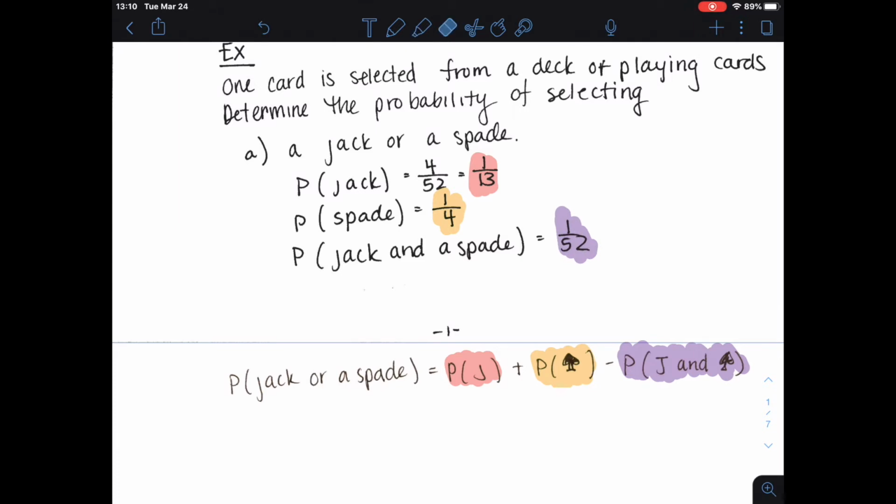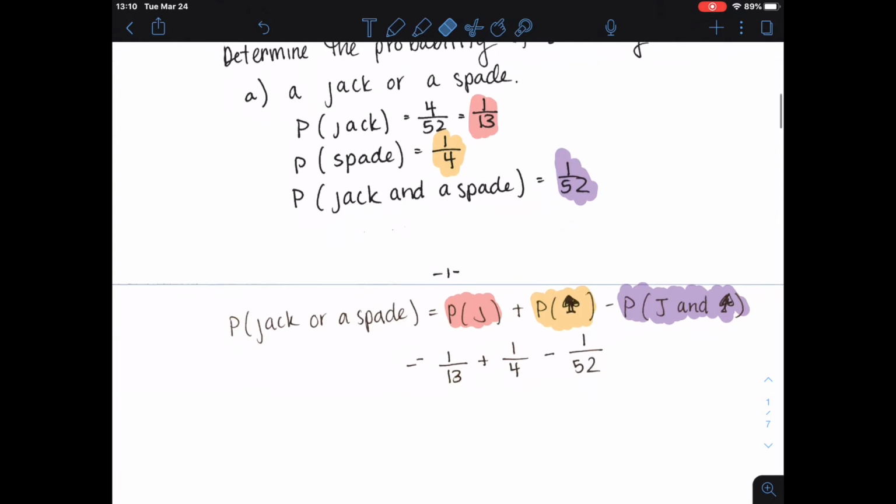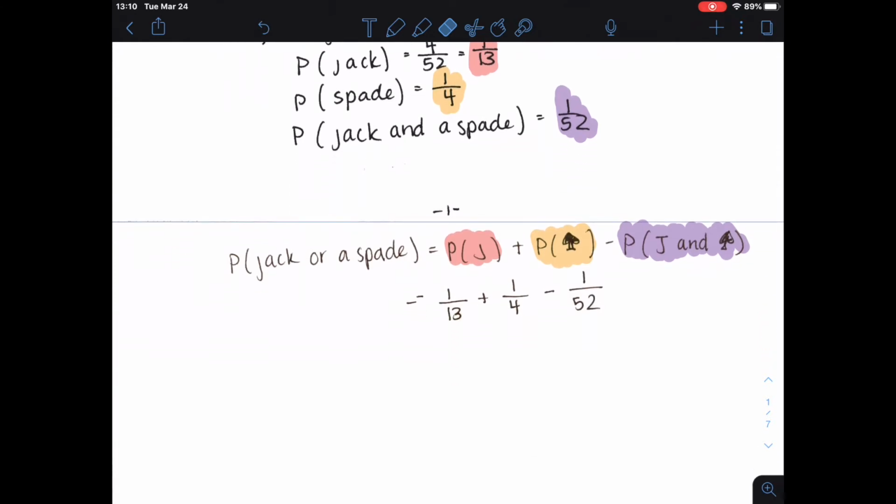So the probability of it being a jack or a spade is 1 out of 13 plus 1 out of 4 minus 1 out of 52. So if you want this as a single fraction, it's probably going to be easier to just put everything in that 52. The 1 in 13 was the same thing as 4 out of 52, so you can utilize that.